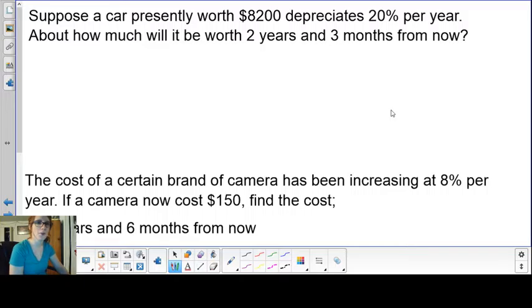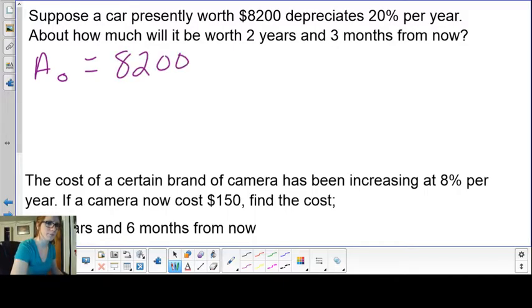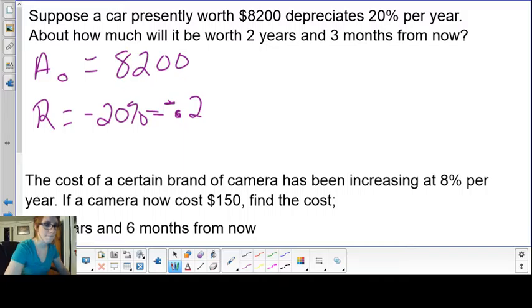Alright, suppose a car presently worth $8,200 depreciates 20% per year. About how much will it be in 2 years and 3 months from now? So a couple things. We need our initial value, a sub 0. It is initially $8,200. I need my rate, which is negative 20%, which will equal negative 0.2 as a decimal. And I need my time.